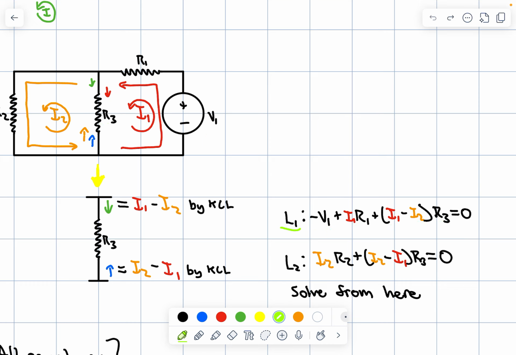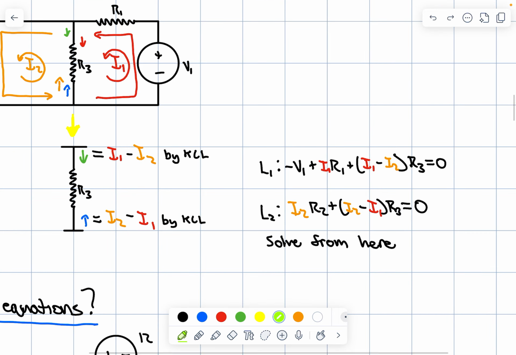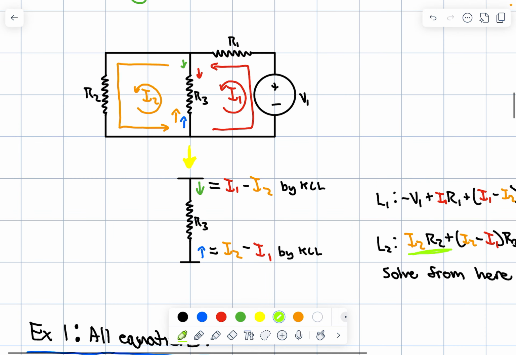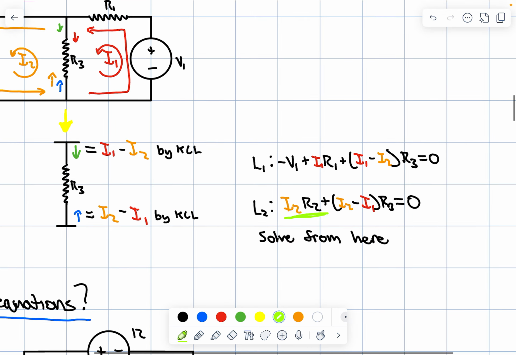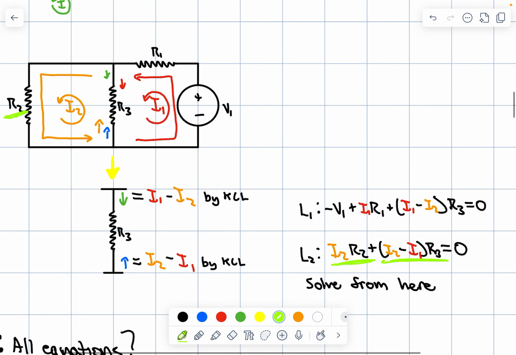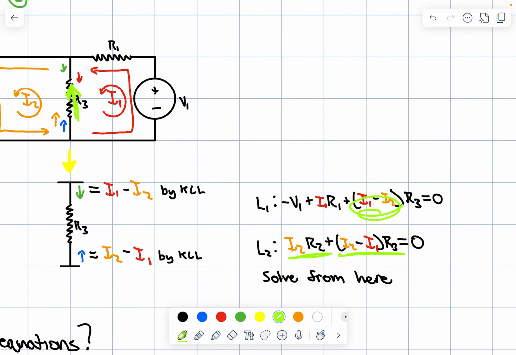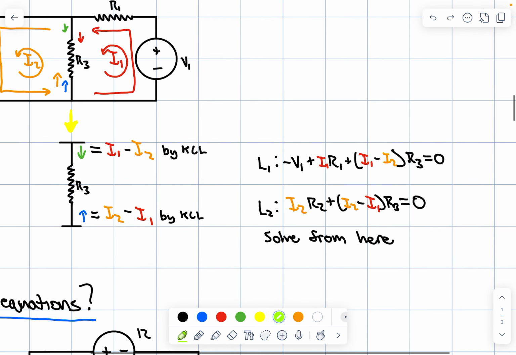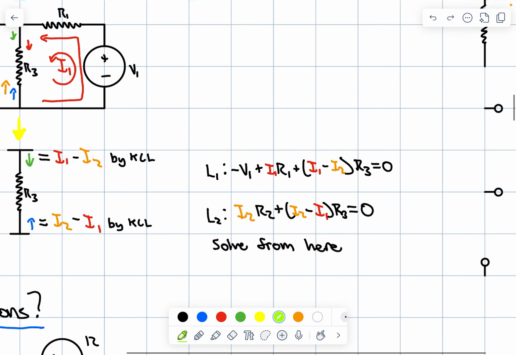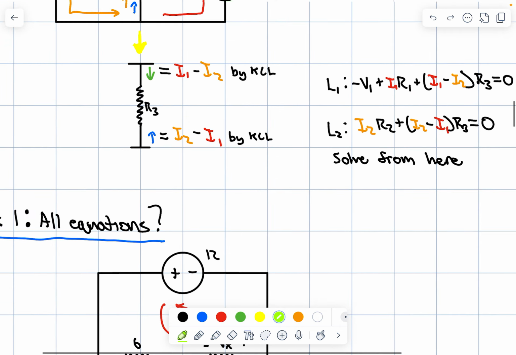And then we can just quickly look at the left loop as well, loop 2. We have I2 flowing through R2, and that's right over here. Then we've got I2 minus I1 flowing through R3, because now we're flowing in the opposite direction, not the same direction as right here. And the principle is, you've got two unique equations relating two unknown variables. That's obviously solvable, so you can proceed from there.